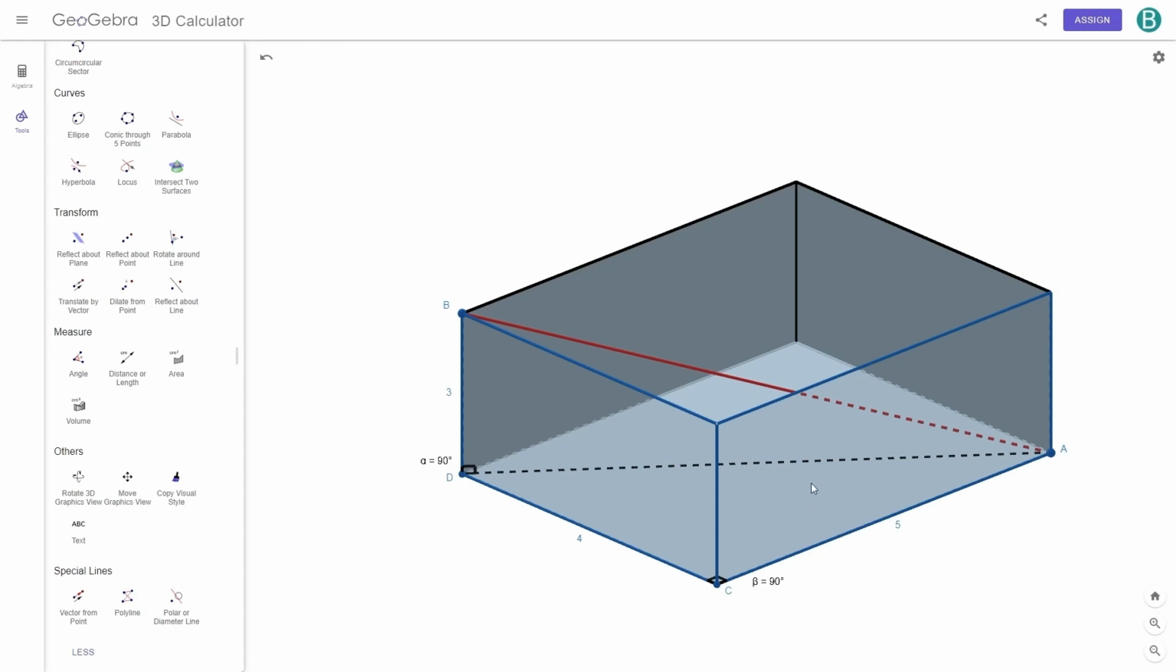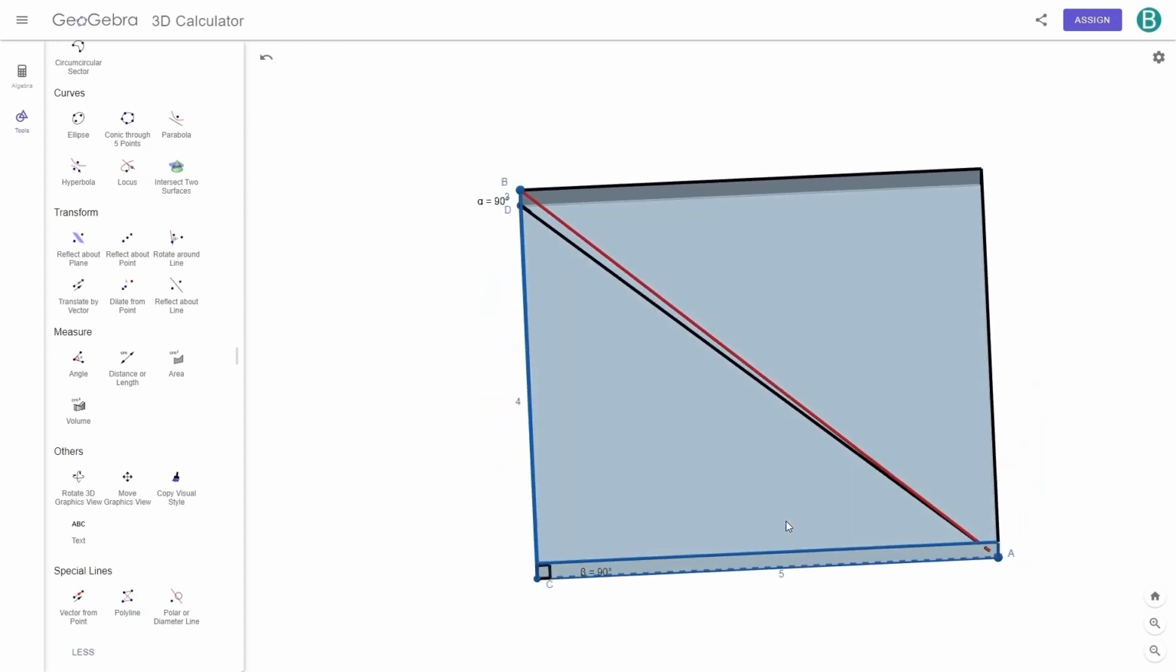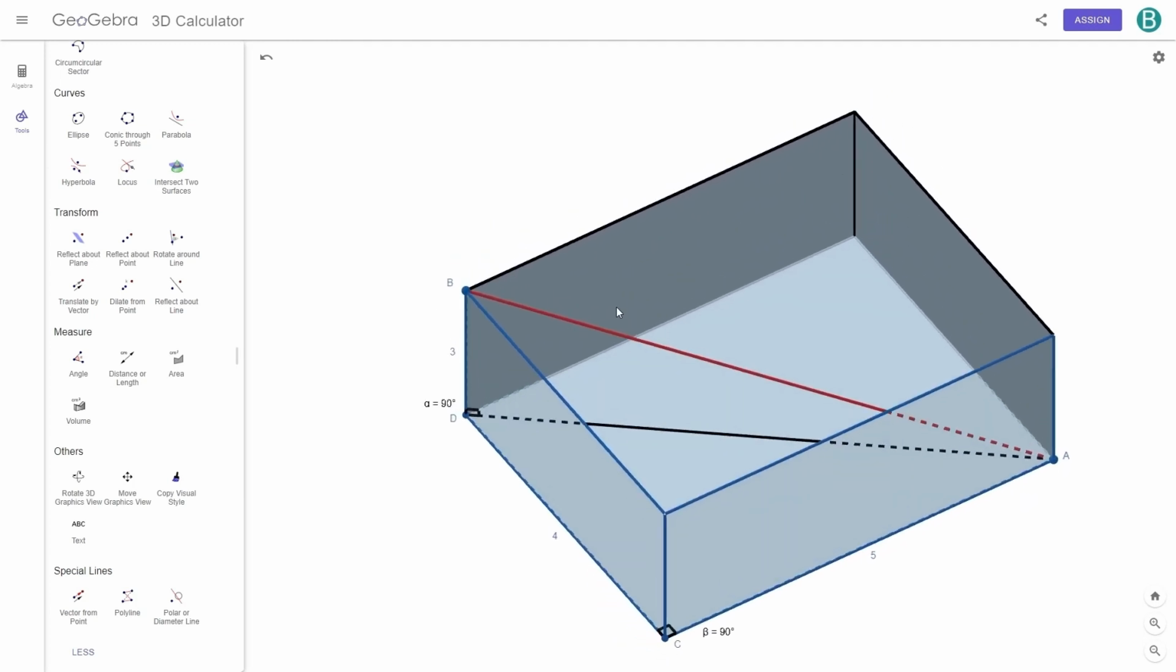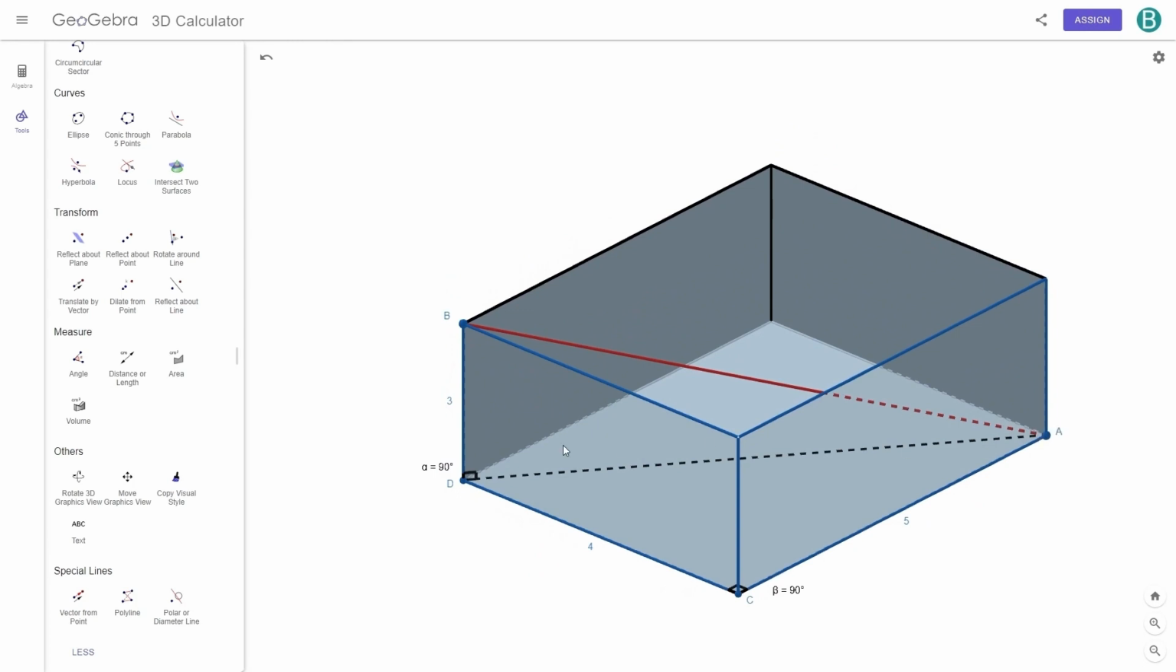It's another right-angled triangle, but if you're looking down from the top, that is the right-angled triangle. So we can use this triangle to try to find the length of AD, and then once we know the length of AD, we can use that and the length 3 to find AB. So let's go over and do that right now.